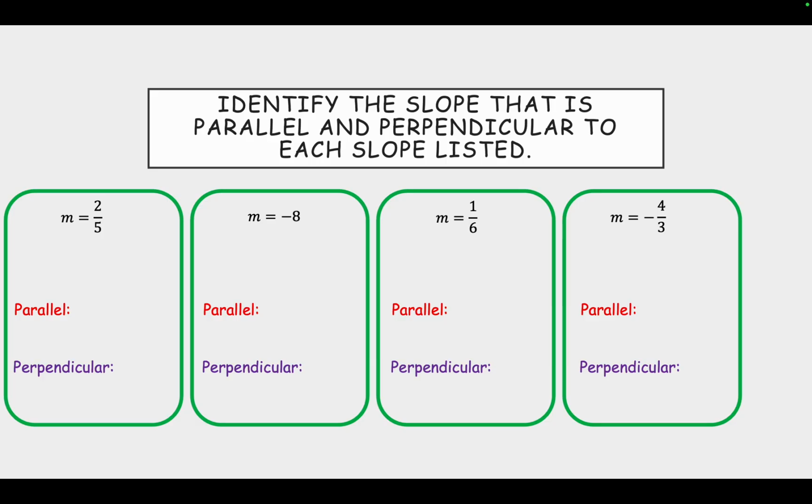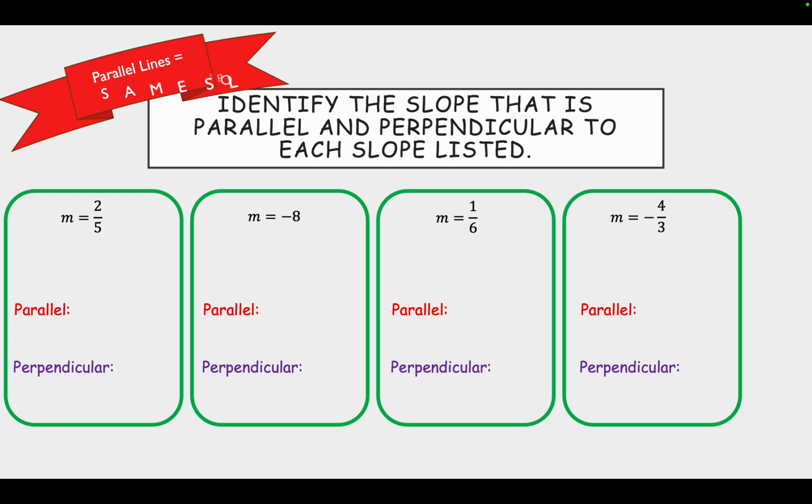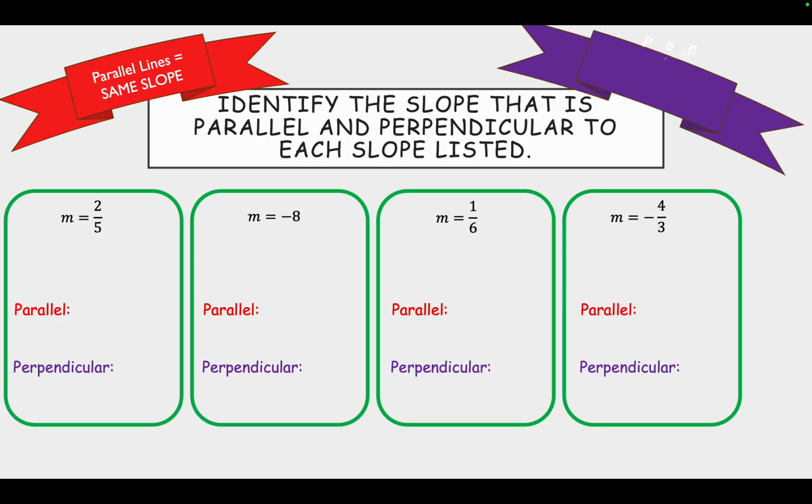Identify the slope that is parallel and perpendicular to each slope listed. So if we had a slope of 2 over 5, the parallel slope would be the same slope, whereas for the perpendicular slope, we need to change the sign and flip the fraction. So parallel to 2 over 5 would be 2 over 5, same slope. Perpendicular, we need to change it to a negative and flip that fraction, so it would be negative 5 over 2. If we had a slope of negative 8, parallel would be the same, negative 8.